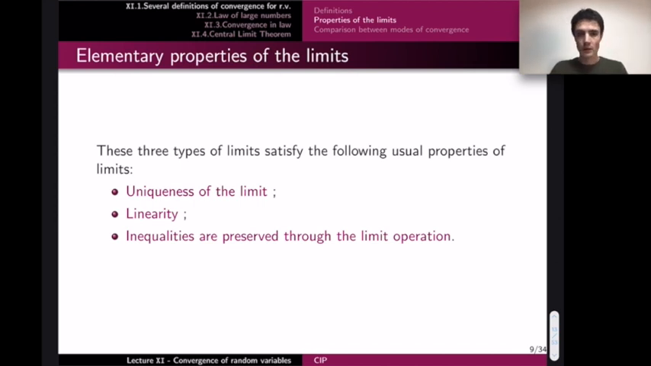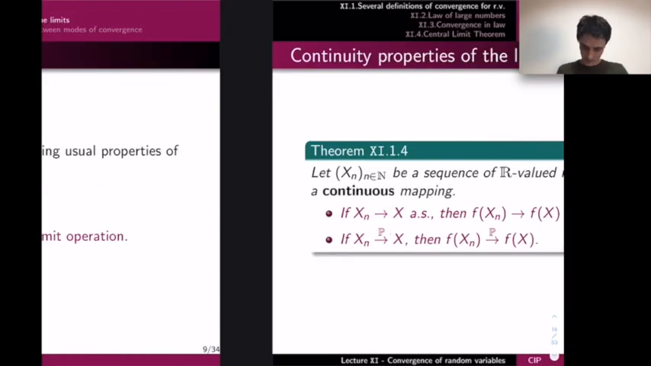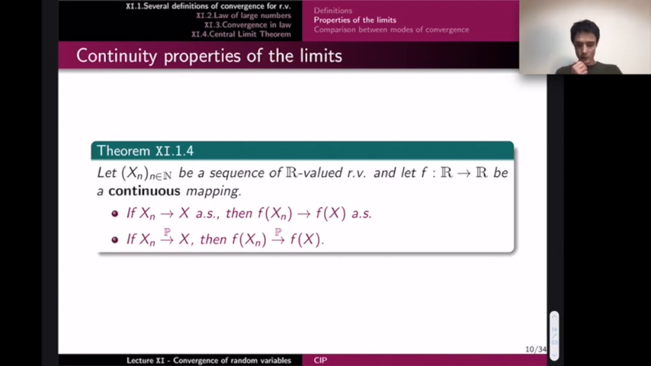For instance, if xn converges to x almost surely and yn converges to y almost surely, with xn smaller than yn for all n, then the limit x will be smaller than y, okay. There are also some continuity properties, so I mean, it's not completely trivial here.